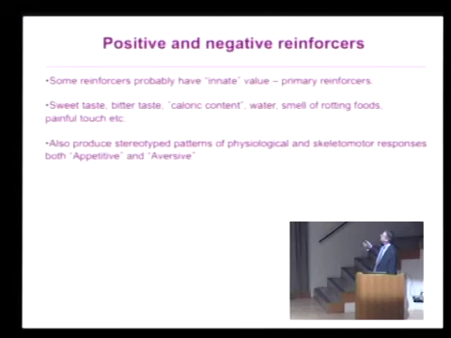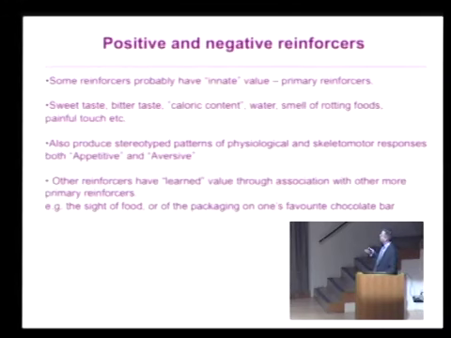And also these positive and negative reinforcers can produce stereotyped patterns of responding. So, for example, a positive reinforcer like a food will cause us to salivate. You've all heard of Pavlov's dog story. So clearly we'll salivate in anticipation of food. We'll approach food. And there are also stereotyped responses that we might make to bad things, like we might try to withdraw, we might develop defensive reactions, and so on. Okay? So there are stereotyped responses, which indicates that these are probably innate responses. But other reinforcers have learned value through association with other more primary reinforcers.